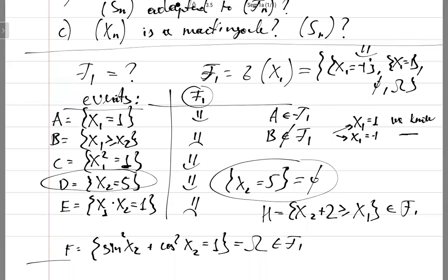Who can say about F2? How many events are there? I will give you 3 or 4 minutes to think how many events are there. Maybe just the same set, like x2 is -1, x2 is 1, empty set, and omega. No?